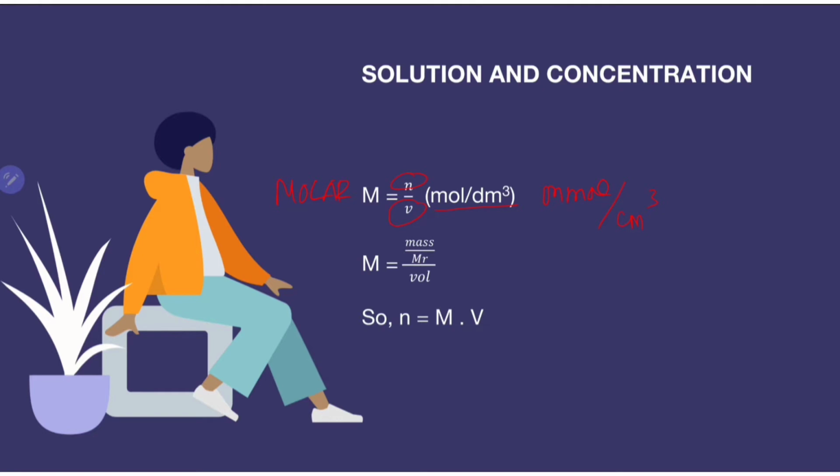Molarity, M molar, is mole over volume. Mole is mass over Mr or Ar. We can convert N as molar times volume.